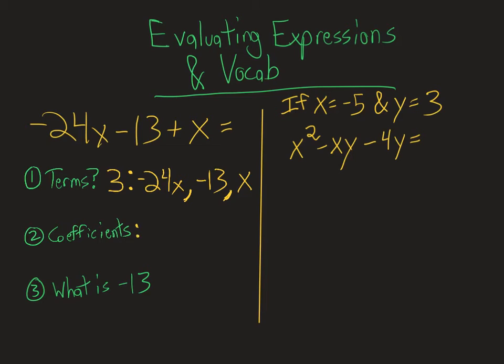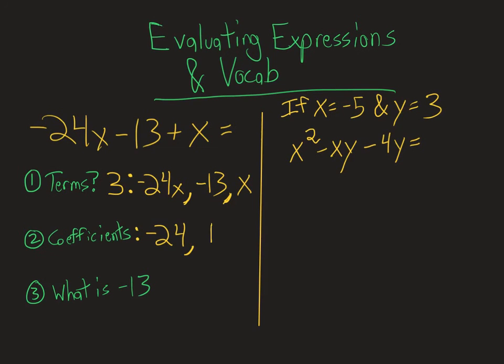Coefficients. I've got a negative 24 on the x. And I've got a 1 on the other x, okay? So notice a coefficient has to be in a term that has a variable. All right, what do we call that negative 13? Because it wasn't a coefficient. We call it a constant. It's got no variable, it's by itself, that makes it a constant.